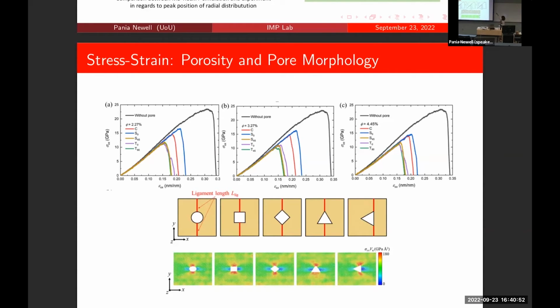The figures on the top show cases without pore, and with pore in different porosities. The black curve on all of those is the reference case when there is no pore in the system. Obviously, it has the highest strength. But when we increase the porosity, if you just trace one case, the blue, and come all the way to the right, you would see there is a drop in not only the slope but also the strength. First, we thought that the cylindrical pore should give us the highest strength.